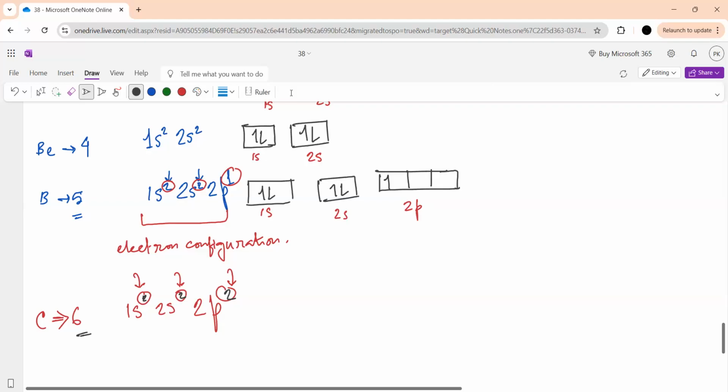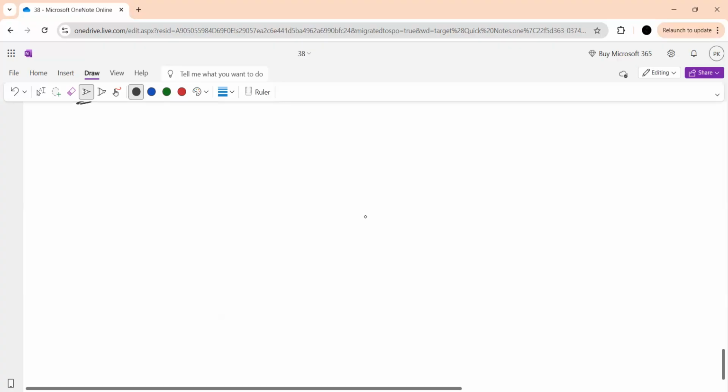Now you do it for nitrogen, which has 7 electrons. Then fluorine, which has 9 electrons. Then sodium, which has 11 electrons. And calcium, which has 20 electrons. Deduce the electron configuration for 4 of these and let me know, okay? Okay, ma'am.